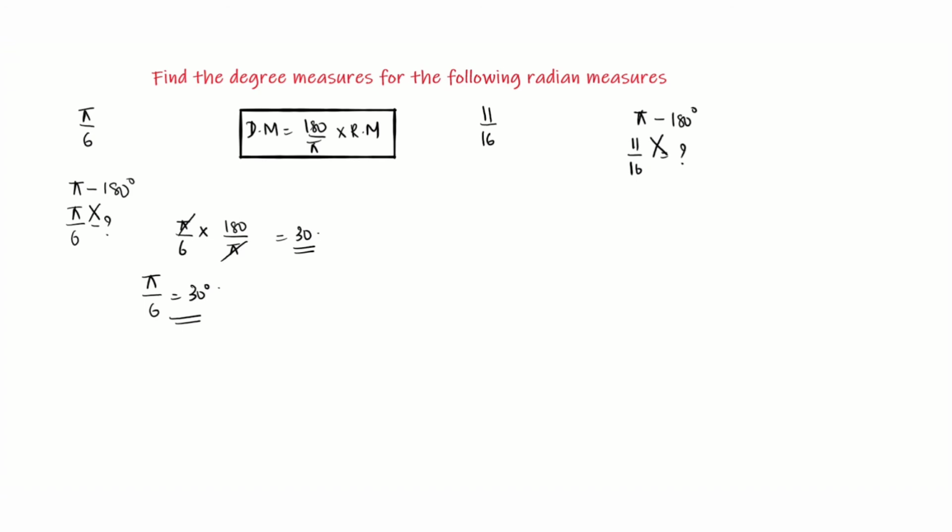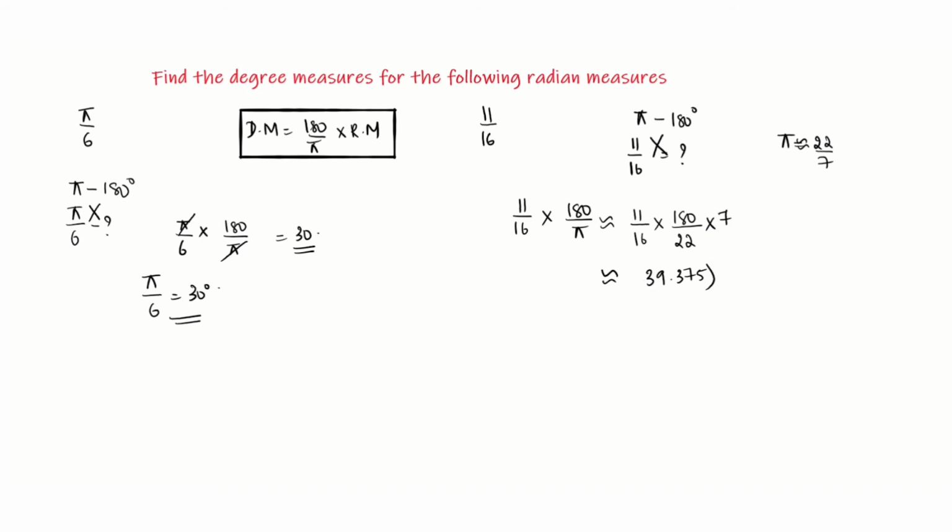Okay, so we have 11 by 16 into 180 divided by pi. Substituting the value of pi as 22 by 7, our answer will approximately be equal to 11 by 16 into 180 divided by 22 into 7. So calculating, our answer will be approximately equal to 39.375 degrees.